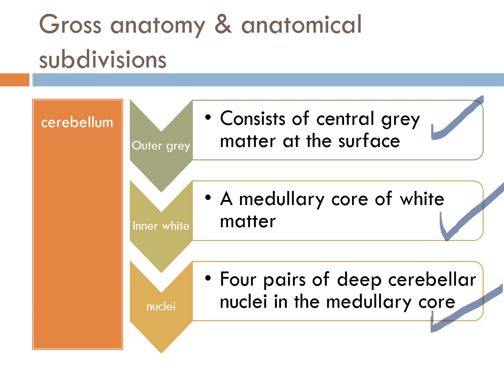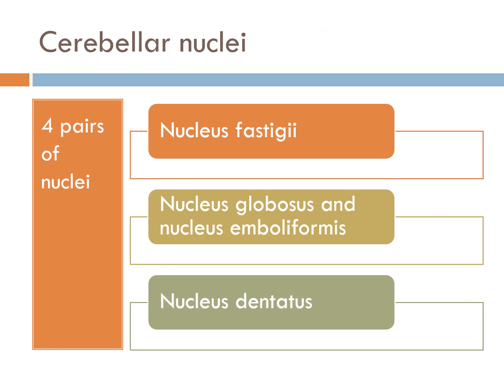4 pairs of deep cerebellar nuclei will be present. They are the grey matter again in the medullary core. So this is outer grey, inner white, and in the inner white again grey matter, 4 pairs of deep cerebellar nuclei. So what are the 4 pairs of nuclei? Nucleus fastigius, nucleus globosus and emboliformis and nucleus dentatus. We will see in the picture, then you will be able to understand.